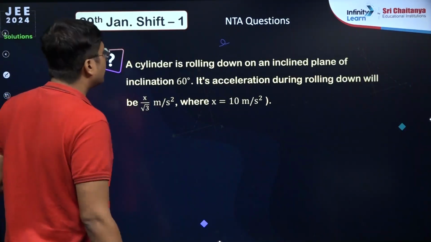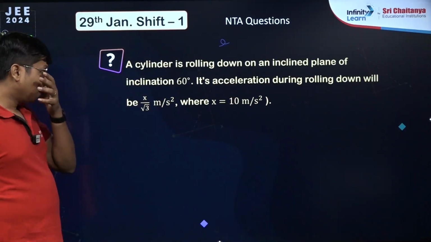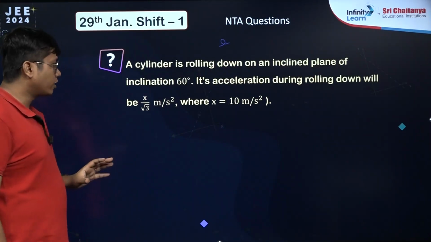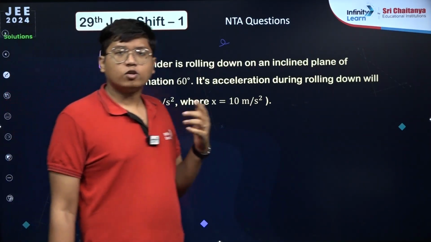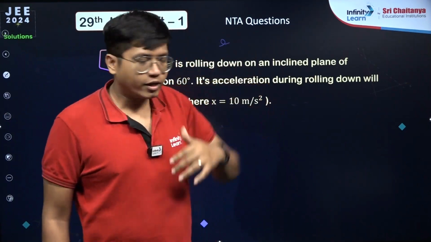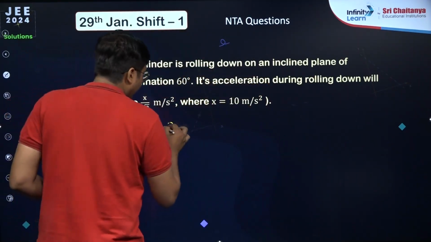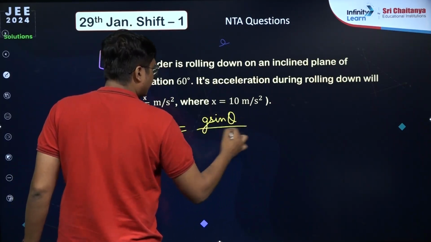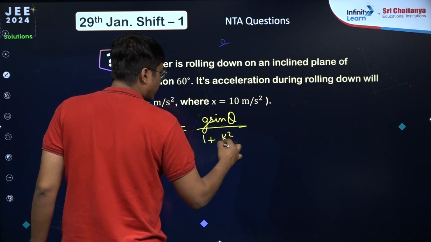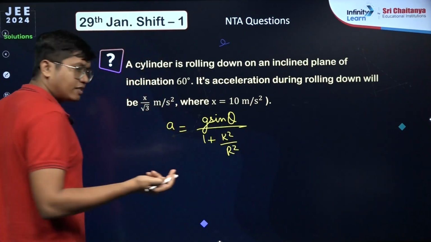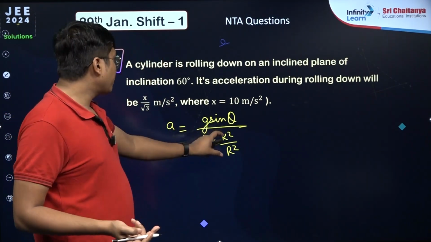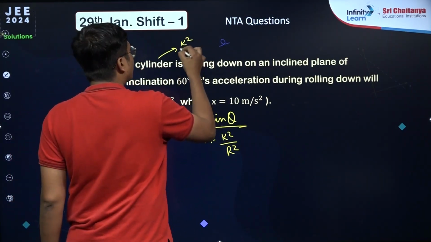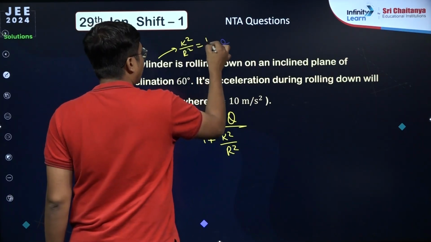Next question says a cylinder is rolling down on an inclined plane of inclination 60 degree. Acceleration during rolling will be x by root 3, where x is how much? So we know the direct formula for acceleration during pure rolling down an inclined plane. It is given by a is equal to g sine theta divided by 1 plus k square by r square, where k is the radius of gyration. So k square by r square for a cylinder, this is a solid cylinder I am assuming, is equal to half.